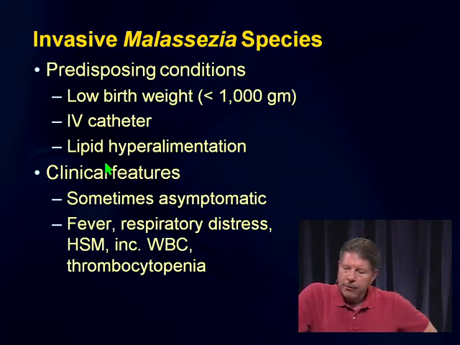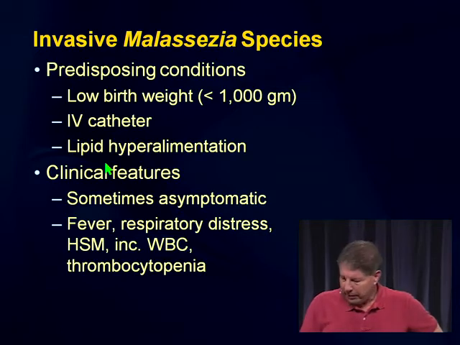So look out for the low birth weight kid, less than 1,000 grams, who's in the NICU. They've got an IV catheter, and in the question they say they're on lipid hyperal. Okay, there's fats in their hyperal. Whatever nutrition you're using, their hyperal has a lot of lipid in it. Commonly, they can be asymptomatic, but on the tests, that doesn't help. They're not going to give you an asymptomatic kid. So they're going to give you fever, respiratory distress, big spleen and liver, high white count, low platelets. But they talk about lipid in the question. So lipid in the question should steer you towards this bug.